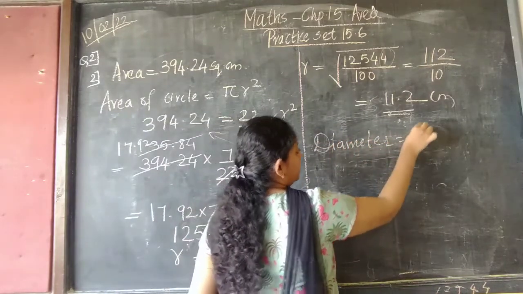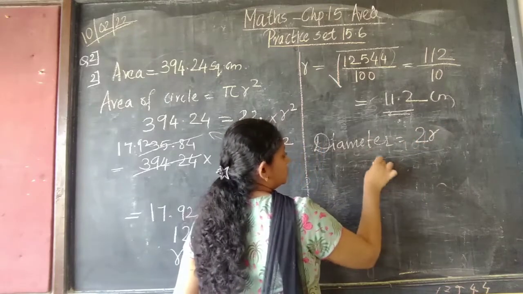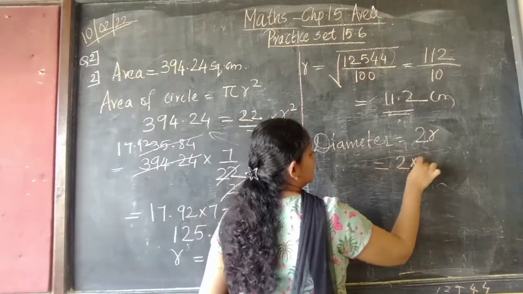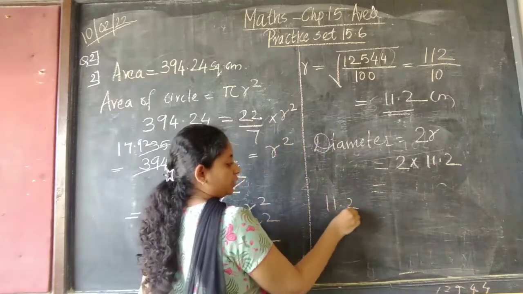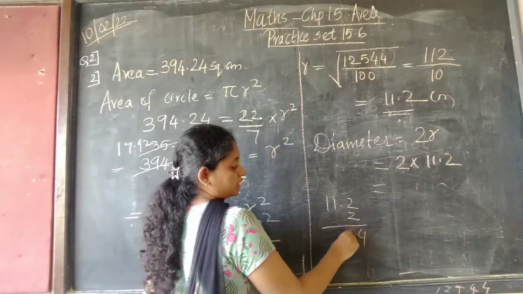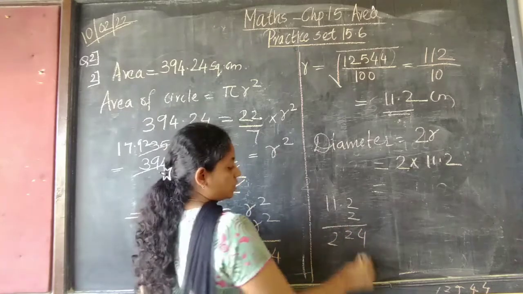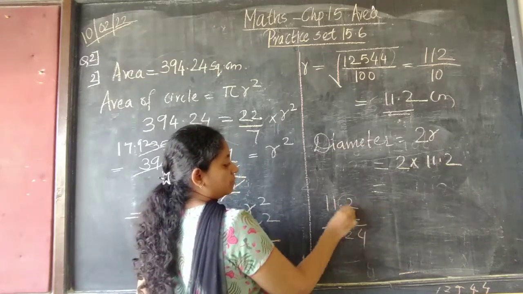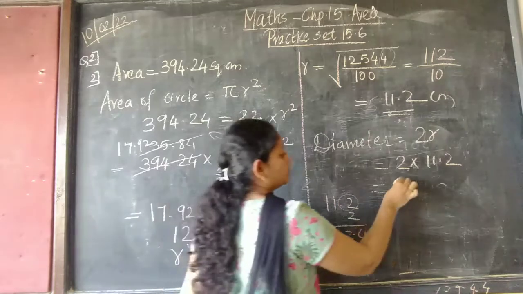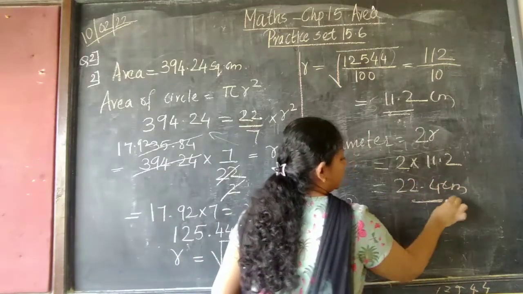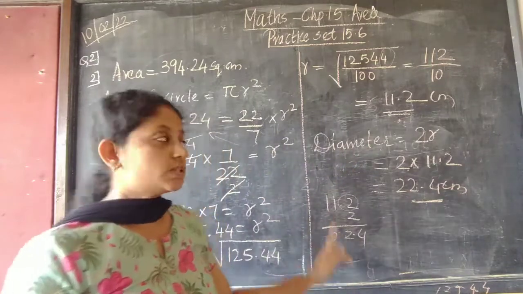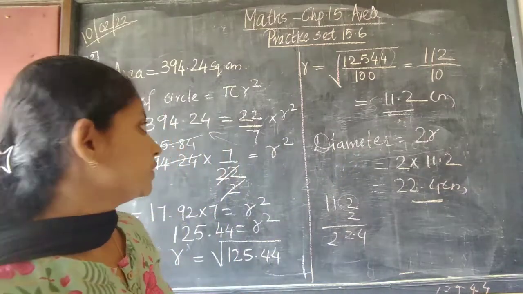How to find the diameter? 2 times the radius. So that is nothing but 2 times 11.2. How much? 11.2 into 2. 2 2s are 4, 2 1s are 2, 2 2s are 4. Correct? Put a decimal point before how many digits? Only 1. So your answer will be 22.4 centimeter, which is your diameter. Okay? This is how you are supposed to solve.